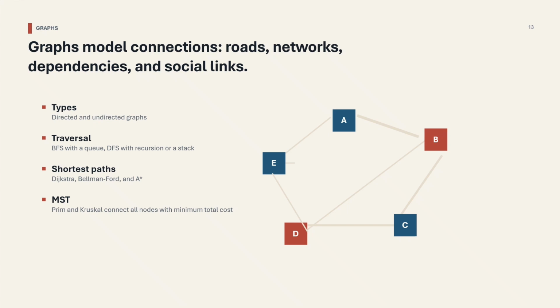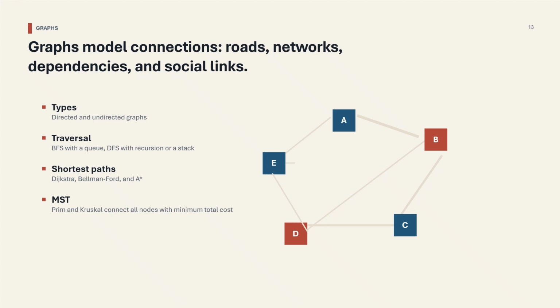After BFS and DFS, learn shortest path algorithms. Dijkstra's algorithm is used to find the shortest path in a graph with non-negative weights. Bellman-Ford algorithm can handle negative edge weights. A-star algorithm is commonly used in pathfinding like maps and games.